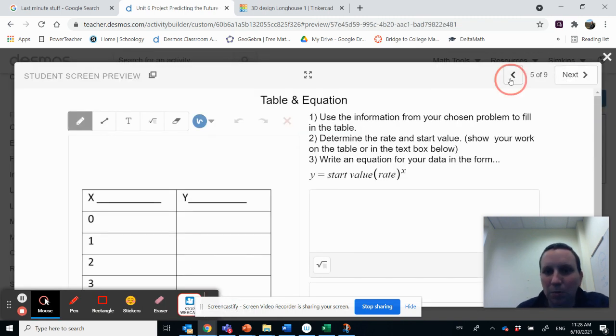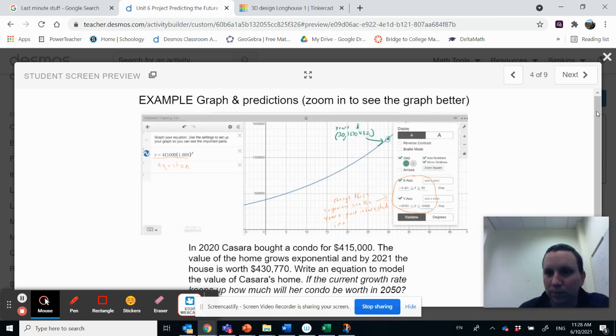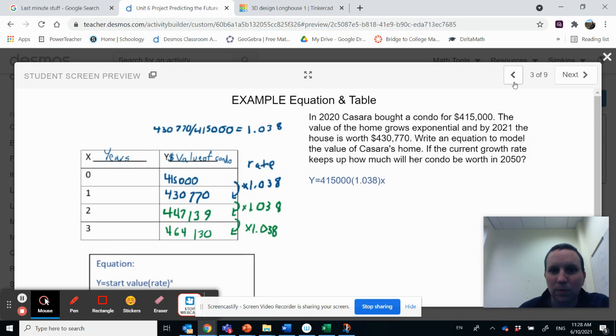So the word problem I'm going to do is this one. In 2020, Kasara bought a condo for $415,000. The value of her home grows exponentially. And by 2021, the house is worth $430,770. So I have to write an equation to model the value of Kasara's home. And assuming the current growth rate continues, I have to predict how much it's going to be in 2050, which is 30 years in the future.